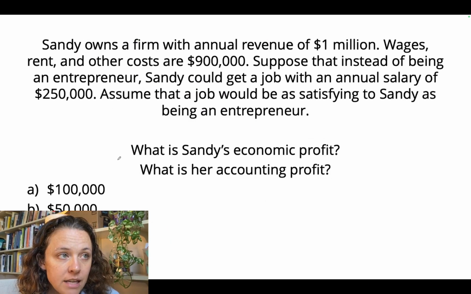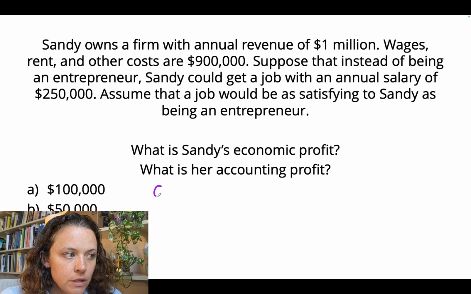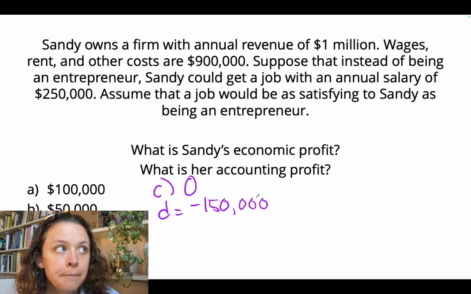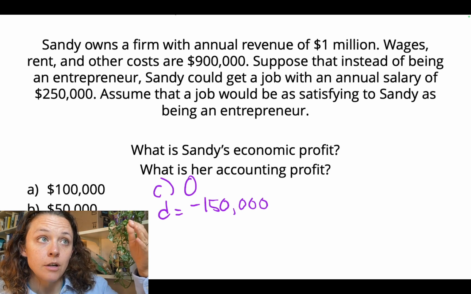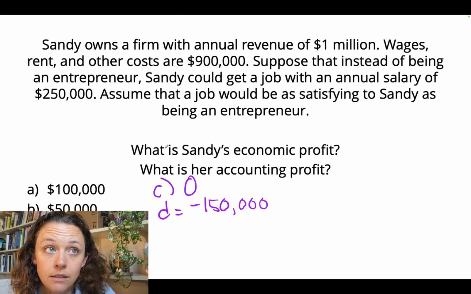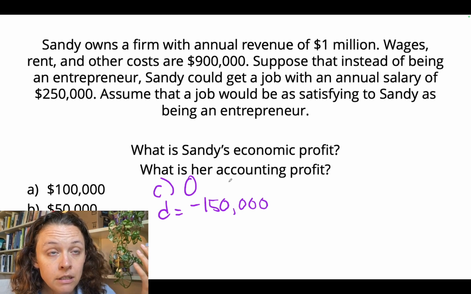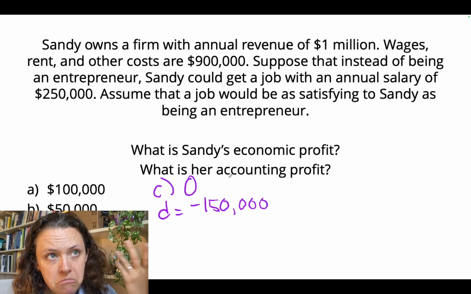Now we've got another example with Sandy. This is a little bit more complicated. I'll put some options over here so you can see the other choices. C is going to be 0 and D is going to be negative $150,000. Again, head is in the way. So Sandy owns a firm and it has an annual revenue of $1 million. But she spends $900,000 on her other costs. Essentially, her profit is $100,000, a 10% profit margin.